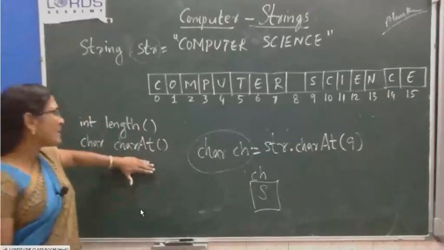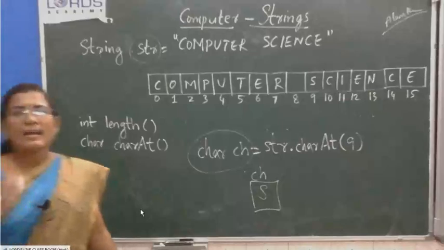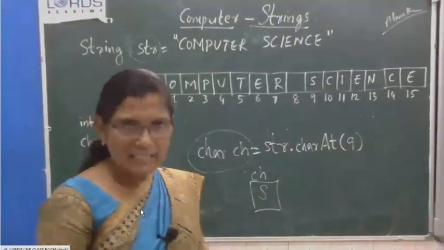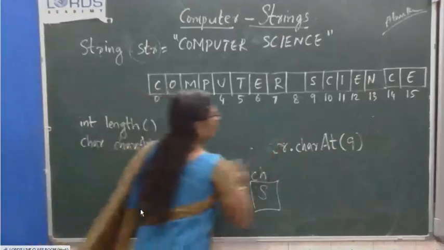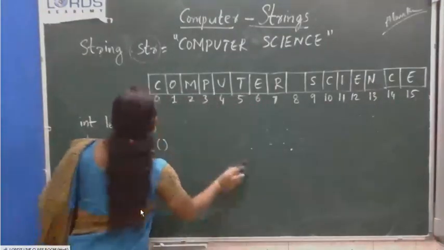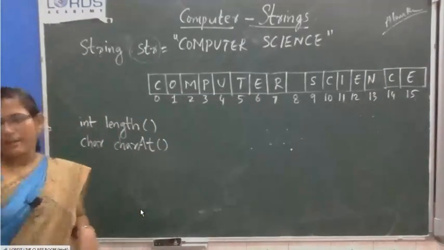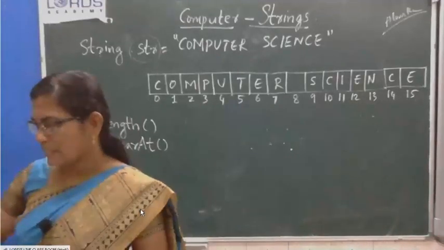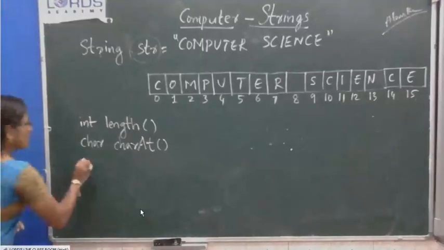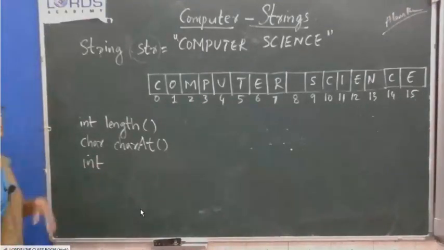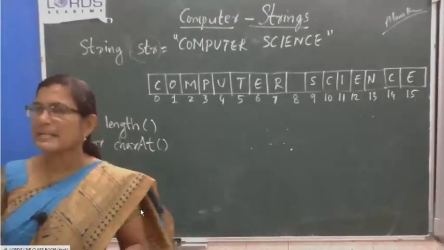So, the charAt method will give you a character from the specified index of the specified string. Now we have studied two methods, length method and charAt. Now we are moving on to the next function, indexOf. This method will give you an integer value as its return data type.